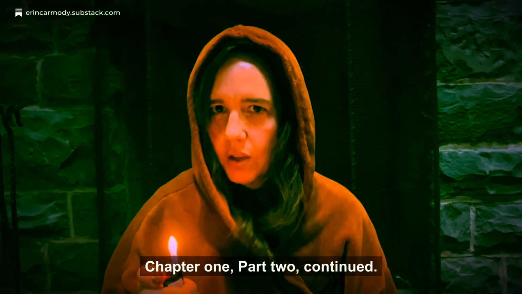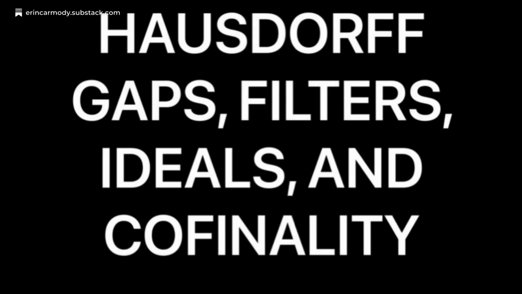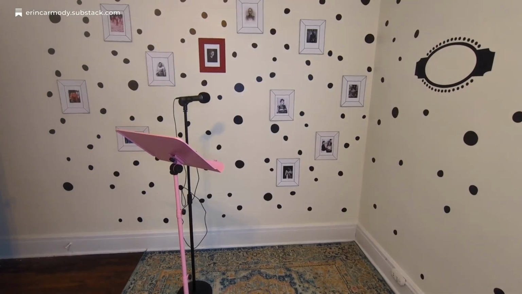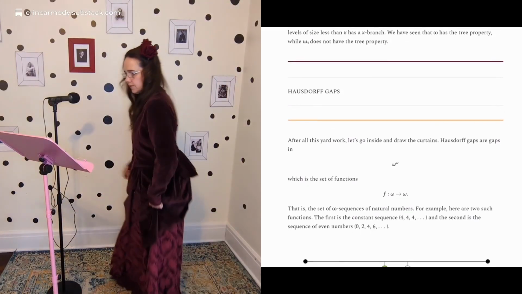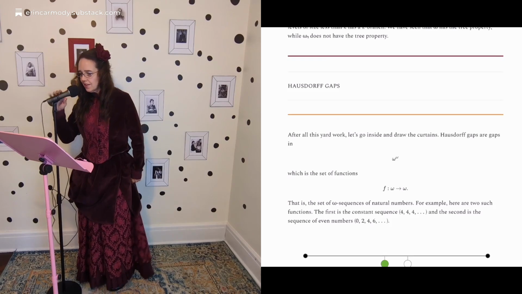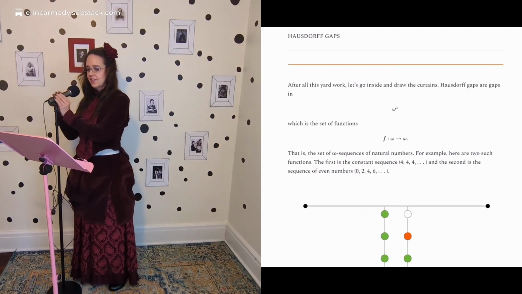Chapter 1, Part 2, continued. Hausdorff gaps, filters and ideals, and cofinality. Hausdorff gaps.